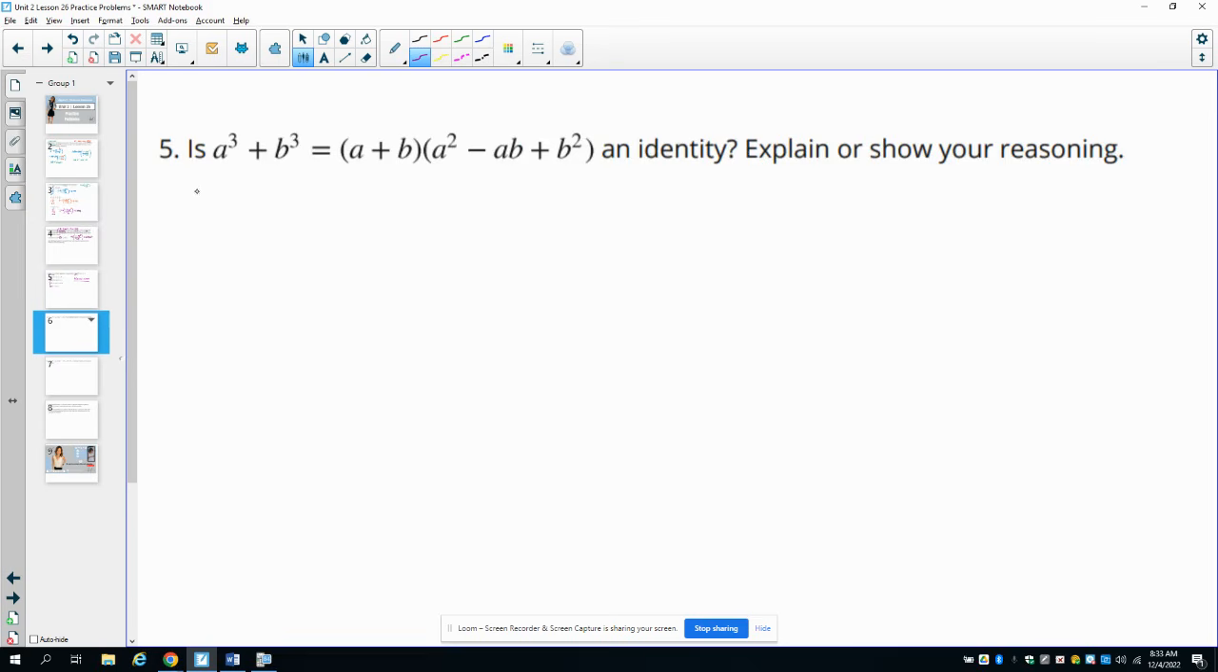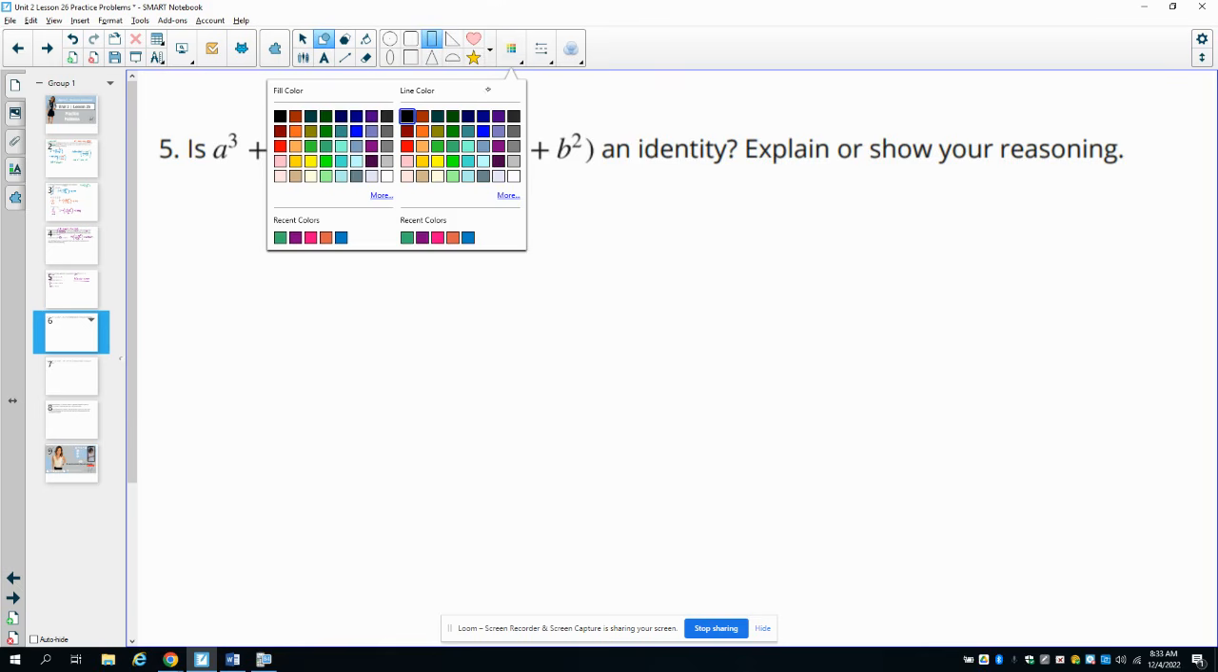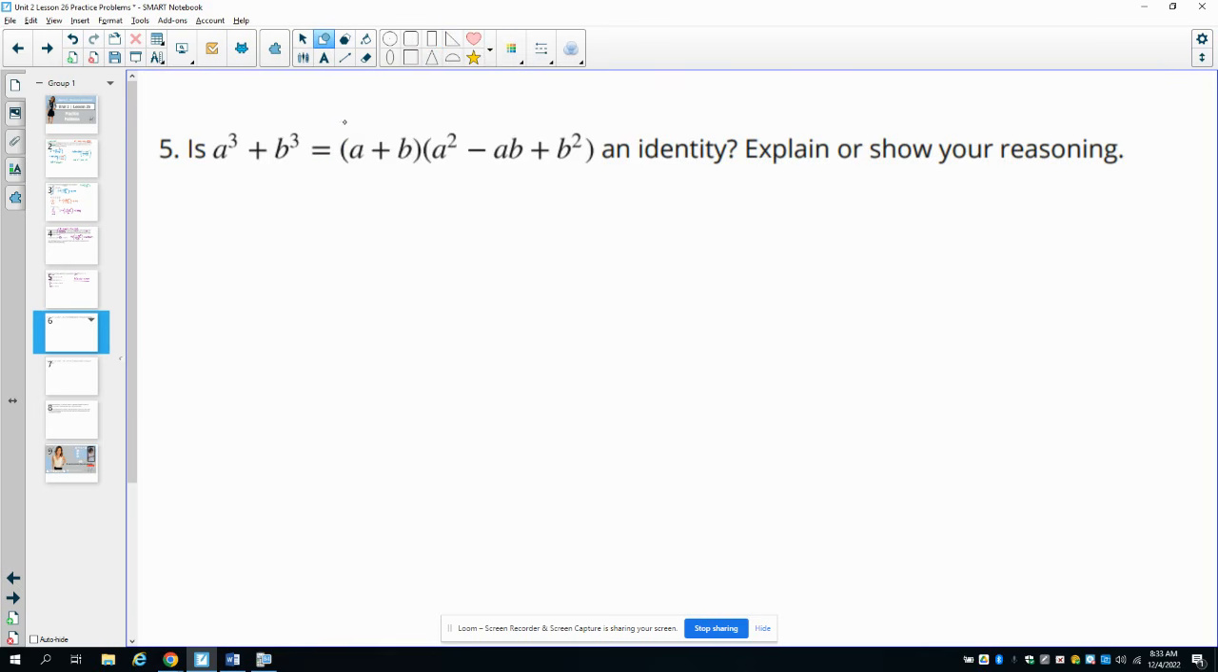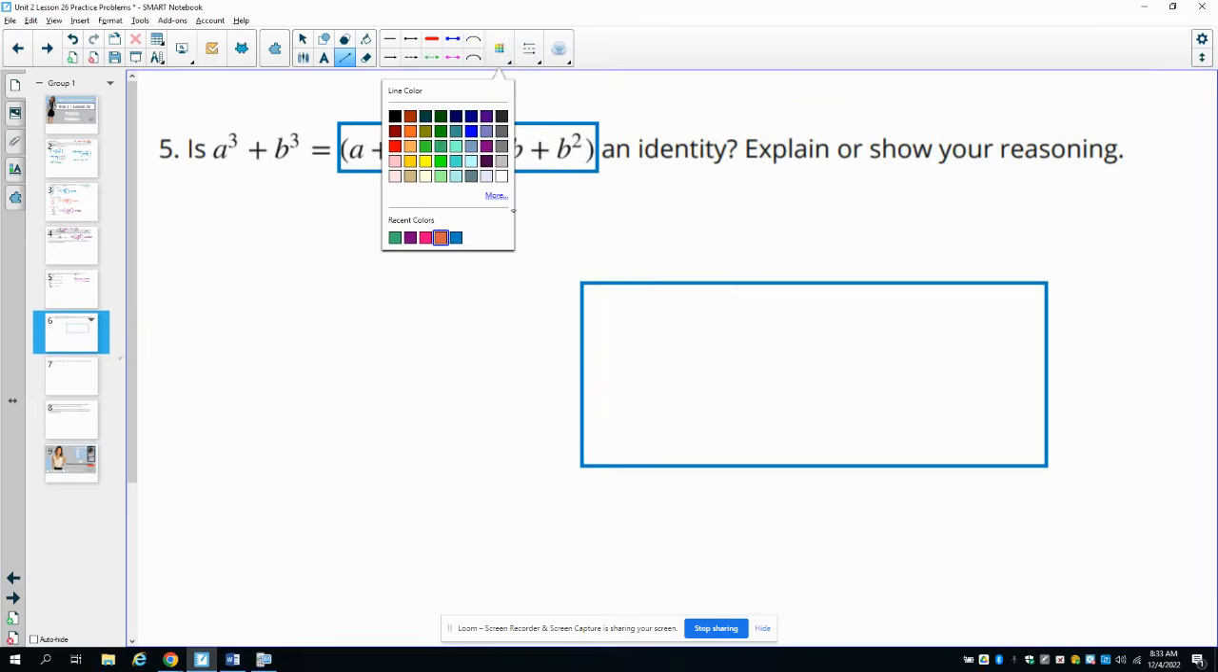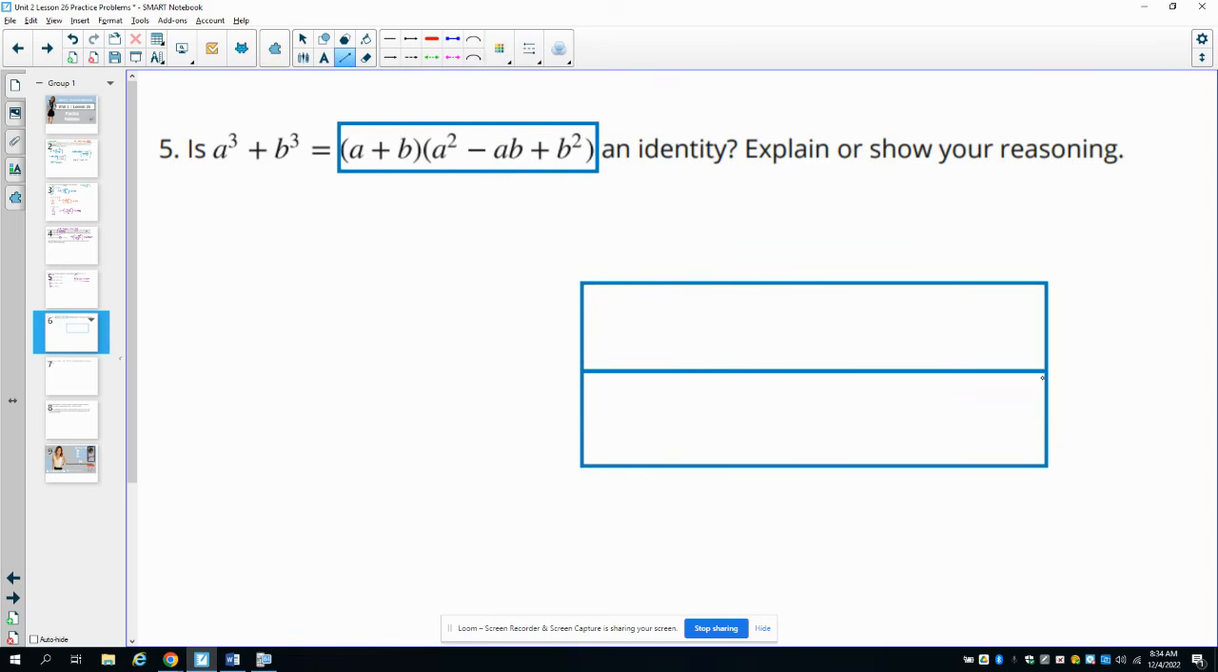Number 5, A cubed plus B cubed equals this. Is that an identity? Explain or show your reasoning. Remember, an identity means that if you multiply this part out, it will equal exactly the other side. So let's multiply this out and see if it equals A cubed plus B cubed. If it does, then it's an identity. So we're doing a binomial times a trinomial, so let's get a 2x3 box drawn here.